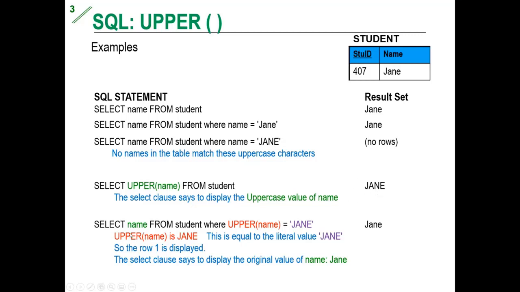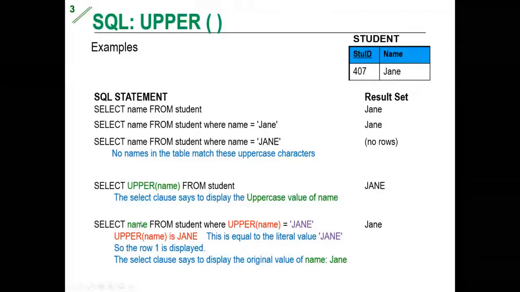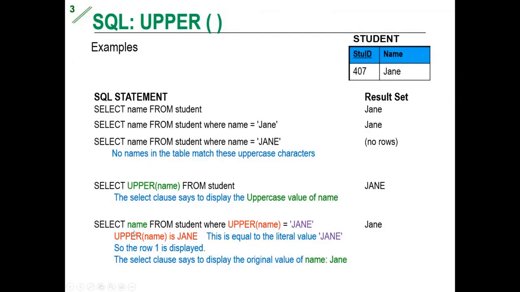The fifth one: select name. I select the name as is, this is what I want to display, from the student table where, in this case, I compare the uppercase version of the name equal to the uppercase version of Jane. So my result is now Jane, because I want the name as it appears in my table.